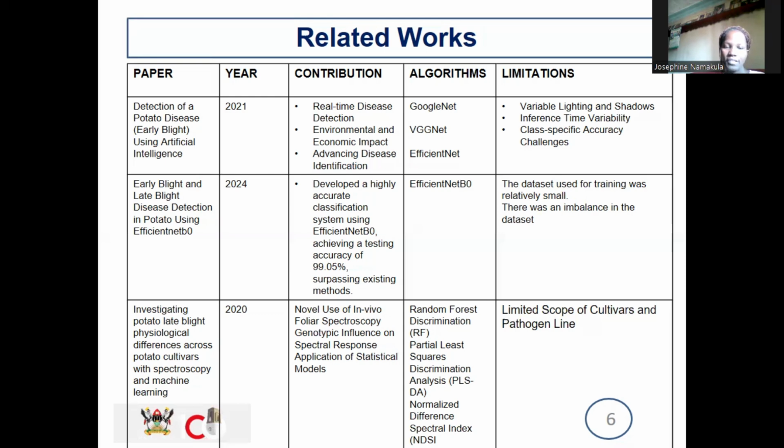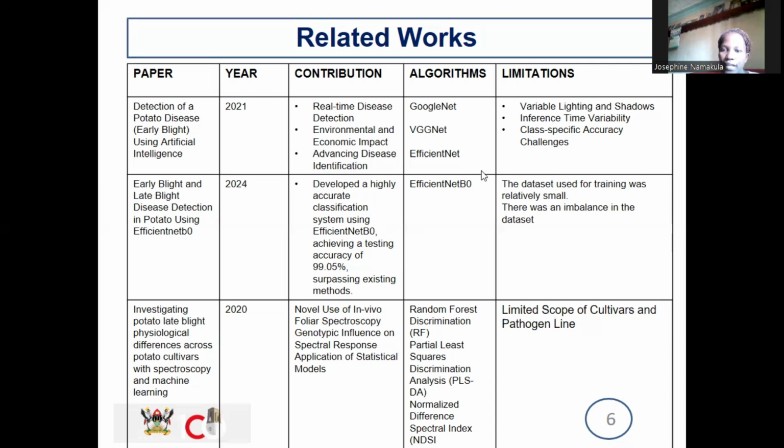The third paper was investigating potato late blight physiological differences across potato cultivars with spectroscopy and machine learning. It was published in 2020. The contributions were a novel use of in vivo Fourier spectroscopy, genotypic influence on spectral response, and application of statistical models. They built random forest discrimination, partial least squares discriminant analysis, and a normalized difference spectral index. The limitation was the limited scope of cultivars and pathogen lines.